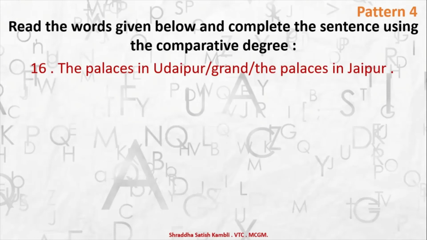The palaces in Jaipur. So, you know, Udaipur and Jaipur are both cities in Rajasthan which are very famous for its grandeur. It's very famous for its old traditional places. So there are a number of palaces both in Udaipur as well as in Jaipur. Now in this you have to compare the palaces in Udaipur to the palaces in Jaipur. Okay? And we have to say that somewhere the palaces in Udaipur are better than the palaces in Jaipur in terms of grandeur. So let's see.